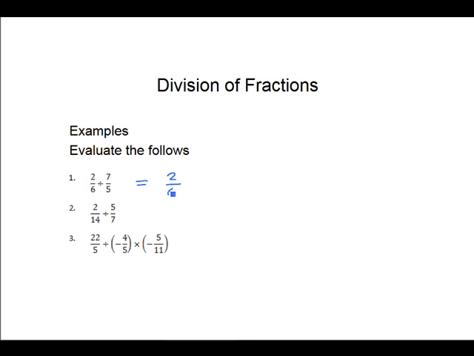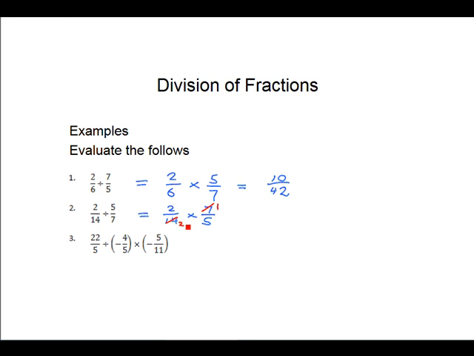So the first thing to do is to change that division into multiplication by inverting the number or the fraction after the division sign, and then do it like multiplication. Okay, the next one. Okay, so let's change the division into multiplication by inverting. So it comes as 7 over 5. Now we do what we did in multiplication.